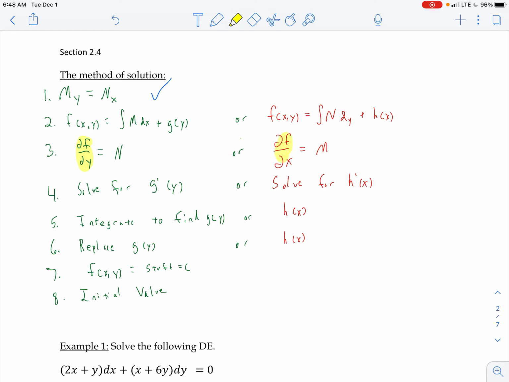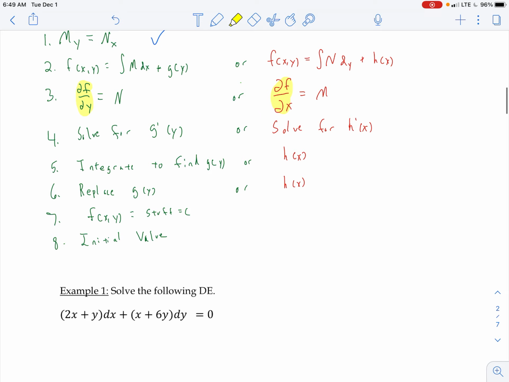Same thing here. If we started with N, then we're going to take the partial of f with respect to x and set that equal to M, whatever M was. Then we're going to solve for g prime of y, or h prime of x. Integrate both sides to find g of y or h of x. Replace g of y or h of x. And then step 7, we're going to be finished.